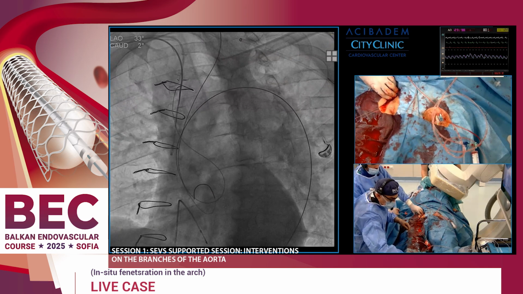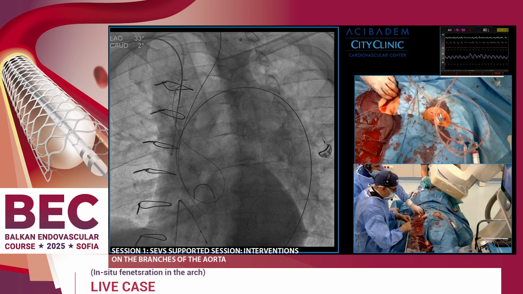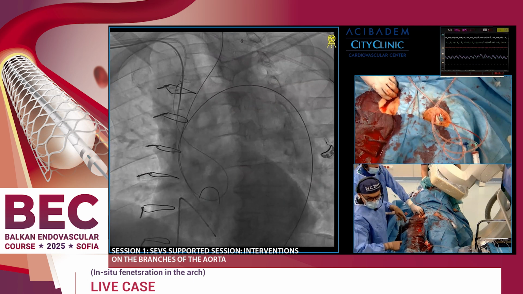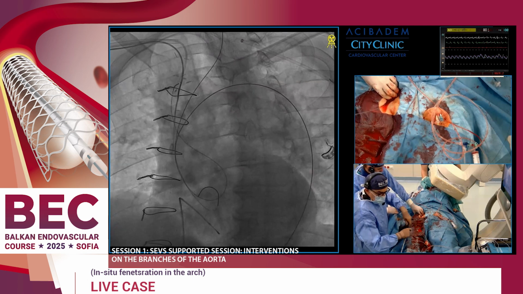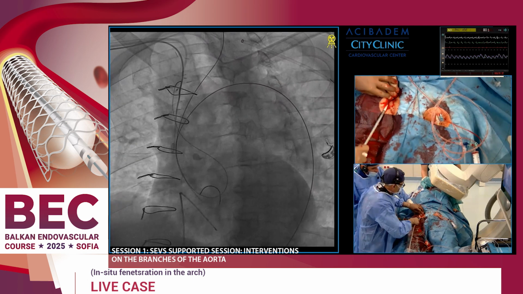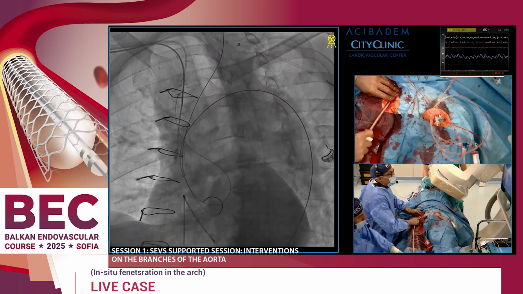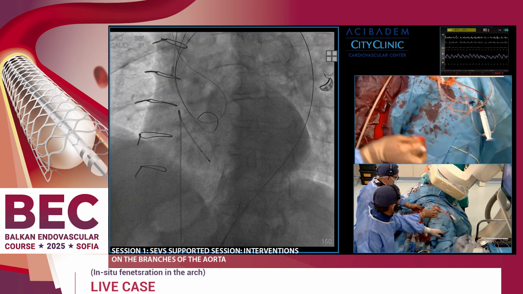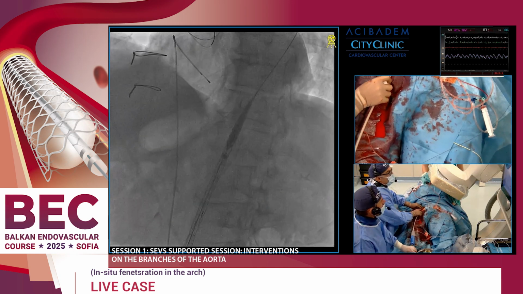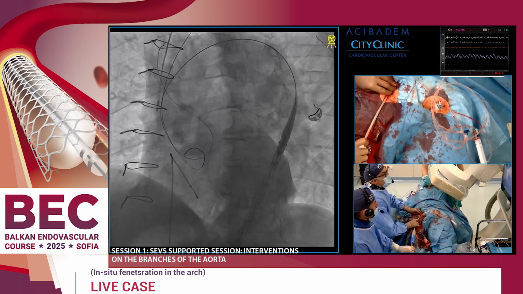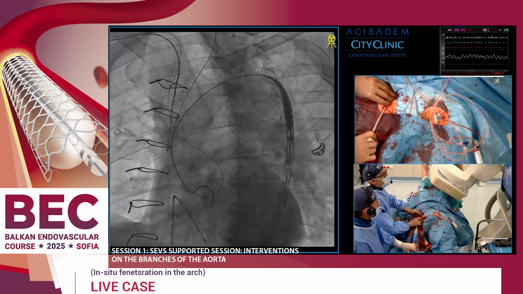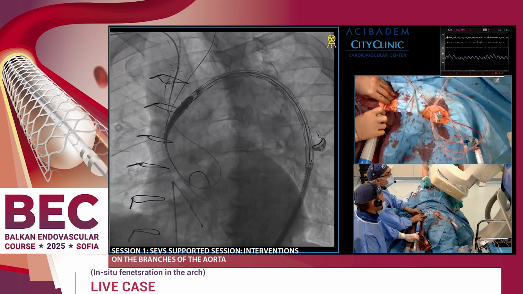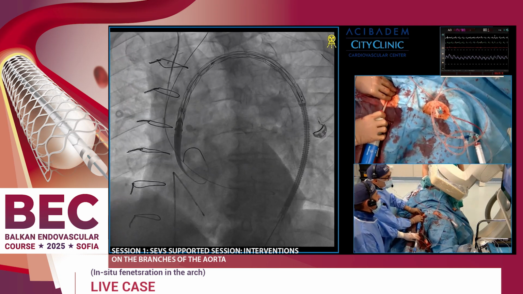Okay, super. We have already the Valiant Captivia prepared. And we are going to go sheetless through the hole that we already prepared. Wire. Push the wire a little. Pull the wire a little. Push-pull. This is the famous push-pull technique.